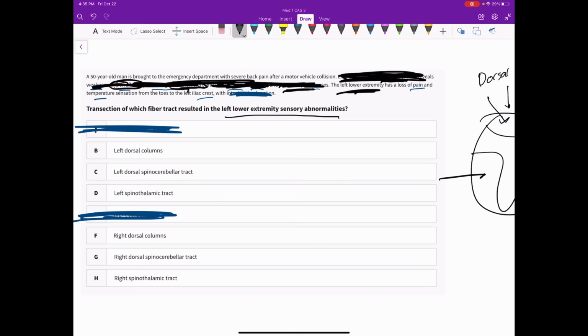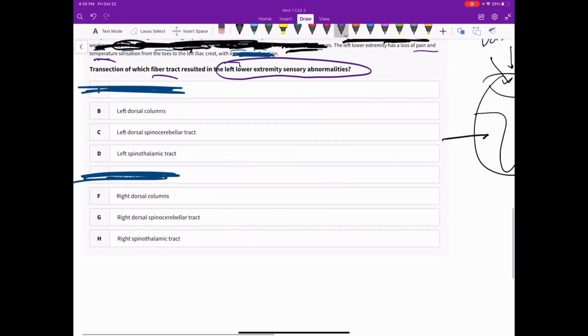Now, what else is it asking us in the left lower extremity? What is the question asking us? The left lower extremity has a loss of pain and temperature. Fire. Well, it's not fire for the guy, but for us. So which fiber resulted in the left lower extremity sensory abnormalities? If we were able to remember which tract pain and temperature is for, great. If you don't remember, it's fine. Let's just keep going, chipping away.